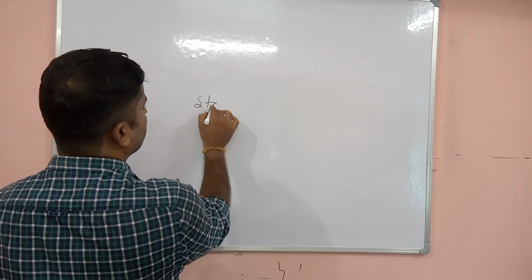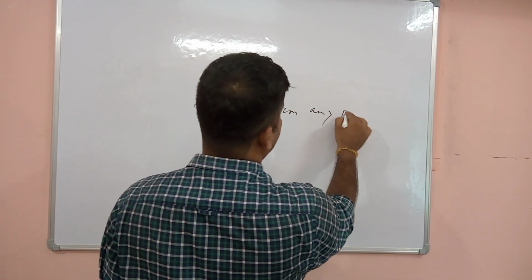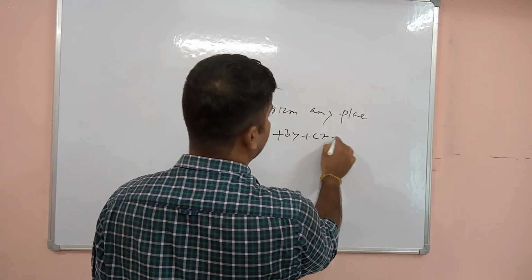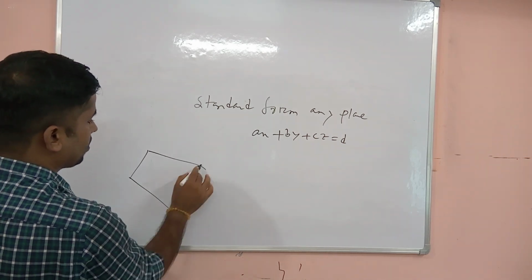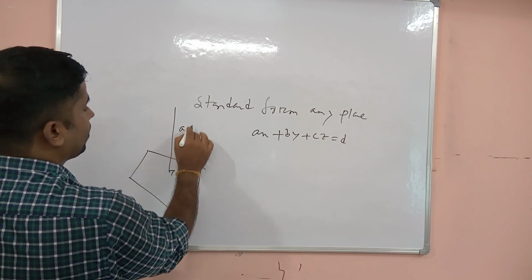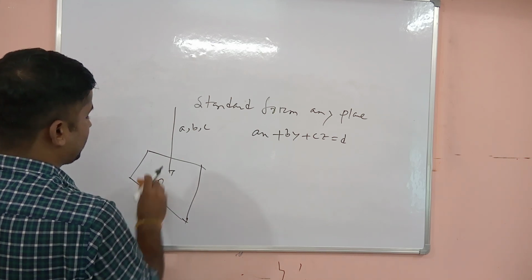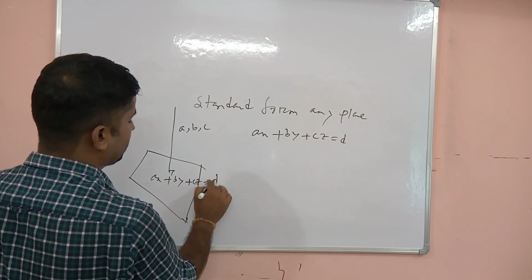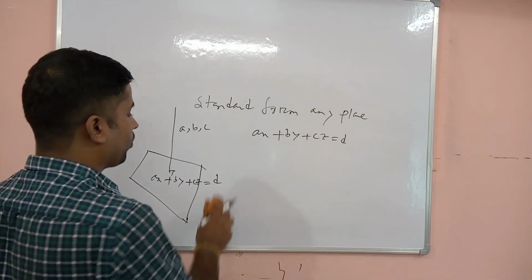The standard form of any plane is ax + by + cz = d. Suppose this is a line which is perpendicular to this plane and its DRs are a, b and c, then its equation would be ax + by + cz = d, where a, b and c are the DRs of the normal to the plane.